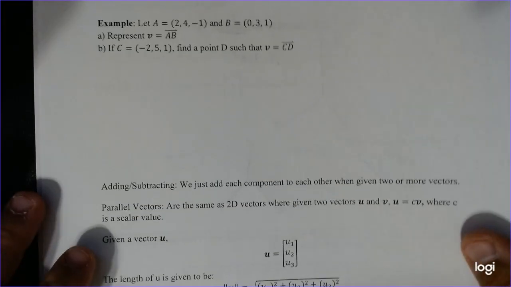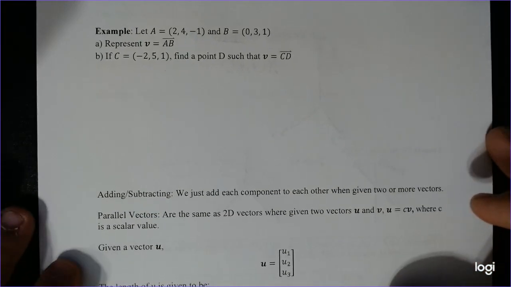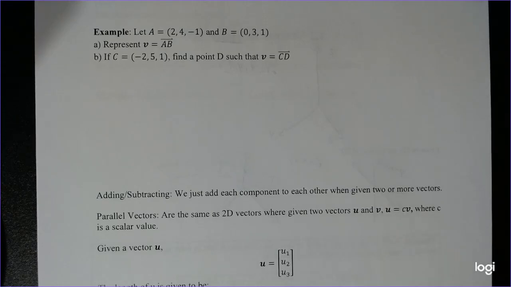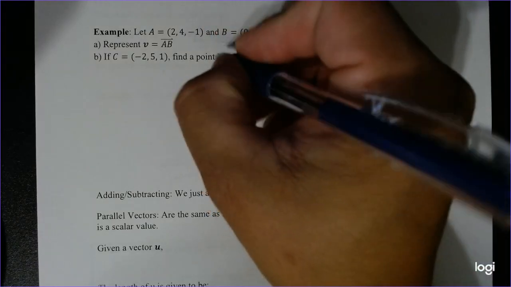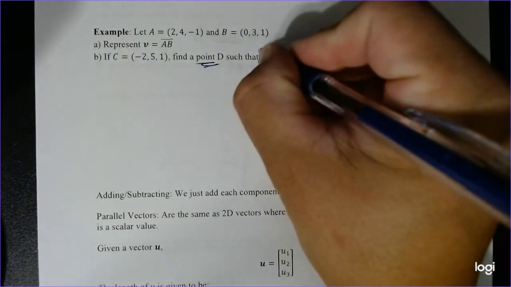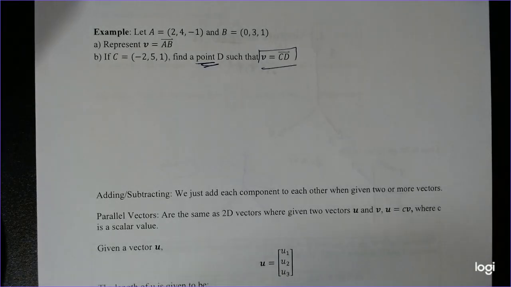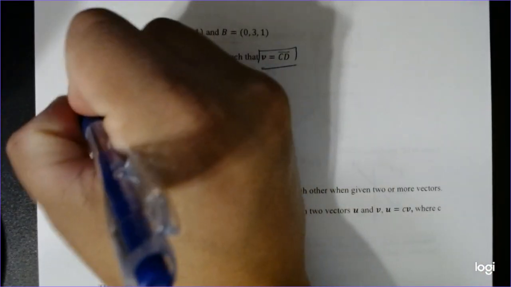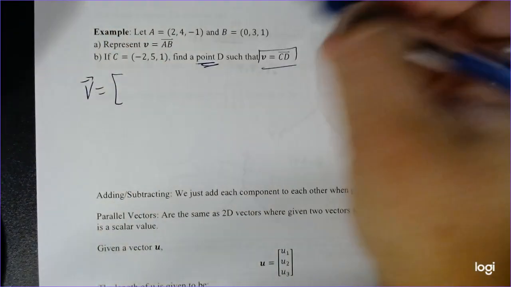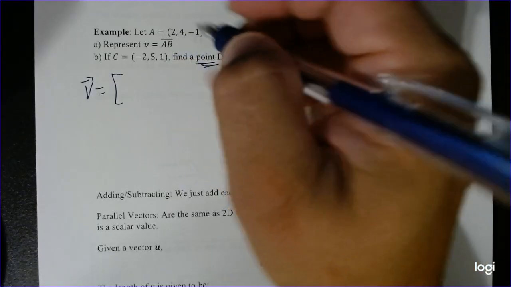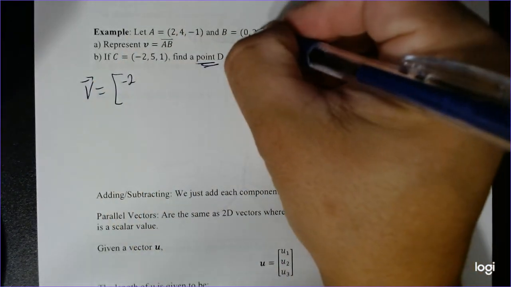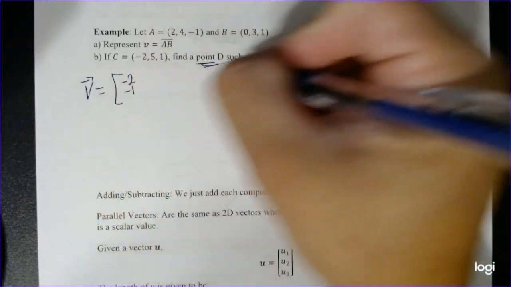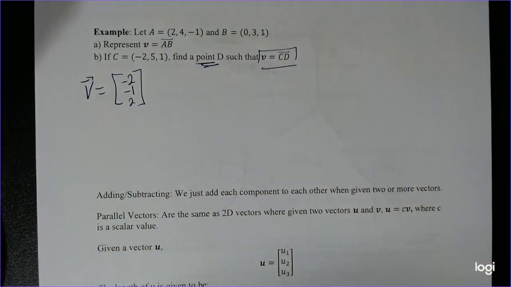So everything we could do in two dimensions, we now do in space. Given points A and B, let's represent vector v as AB. Then let's call C that point, and find a point D such that we have this happening. Okay, so vector v: 0 minus 2, 3 minus 4, and finally 1 minus negative 1 gives you positive 2. So there's our vector.